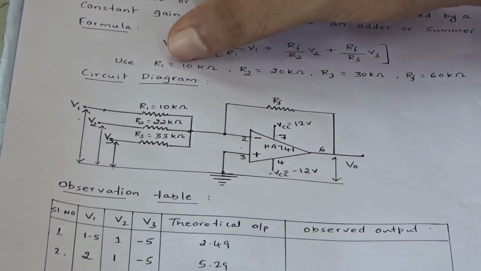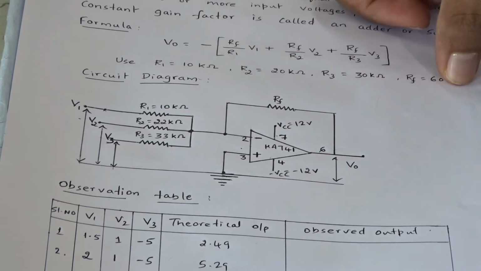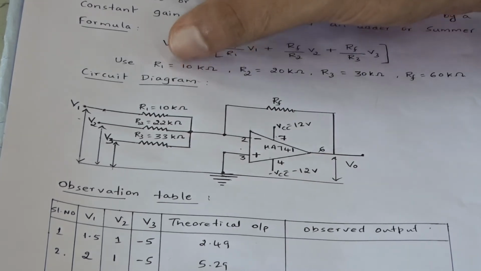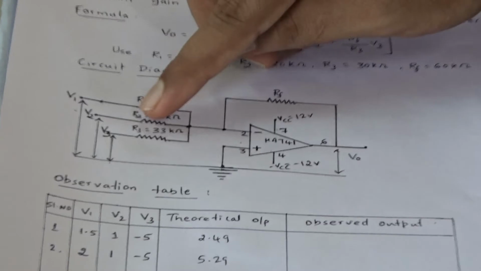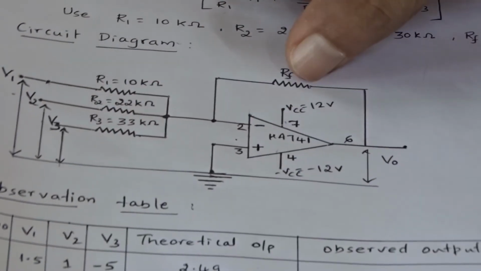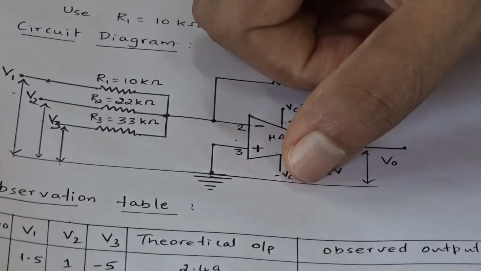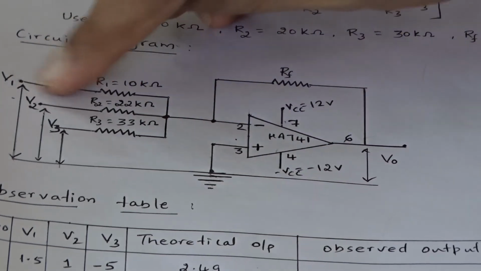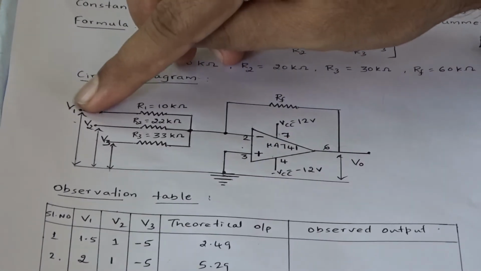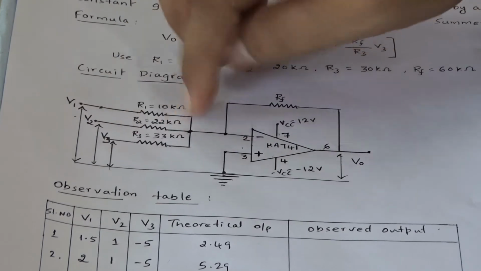Here I use the resistances R1 as 10 kilo ohm, R2 as 20 kilo ohm, R3 as 30 kilo ohm, and Rf as 60 kilo ohm. With standard values of resistance, I connected in the circuit diagram R1 as 10 kilo ohm, R2 as 22 kilo ohm, R3 as 33 kilo ohm, and RF as 56 kilo ohm. I used a dual supply of 12 volt and minus 12 volt. For all these voltages V1, V2 and V3, I use a DC supply, which is a variable supply, and by using that I give the voltages V1, V2 and V3 to the inverting terminal.